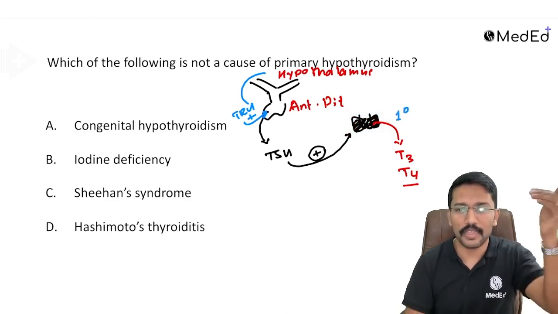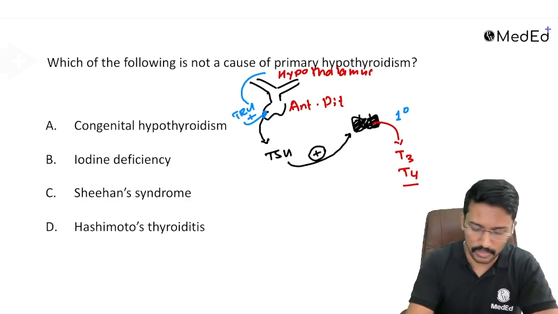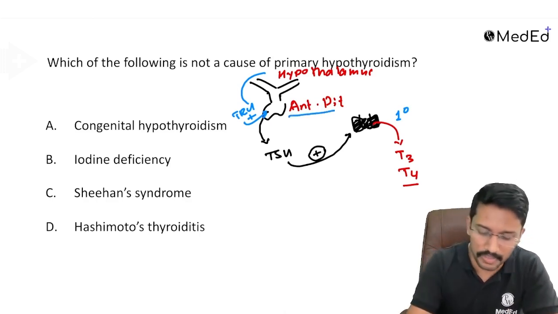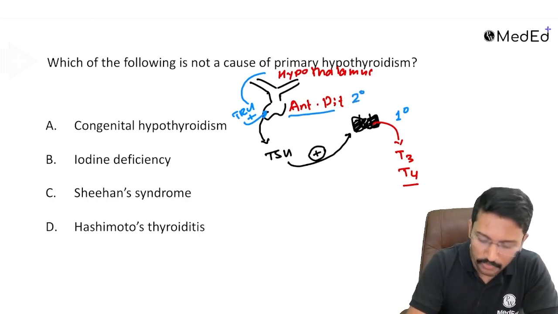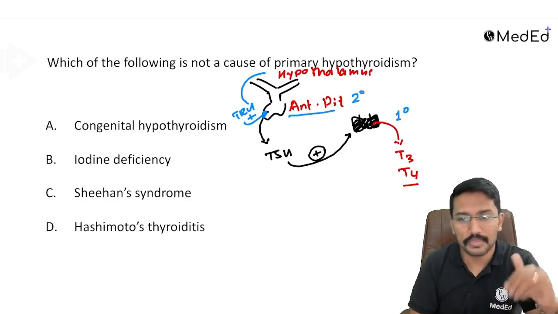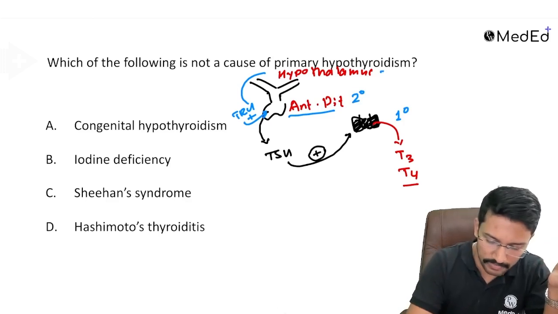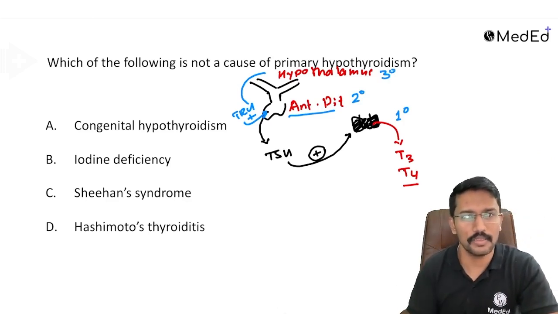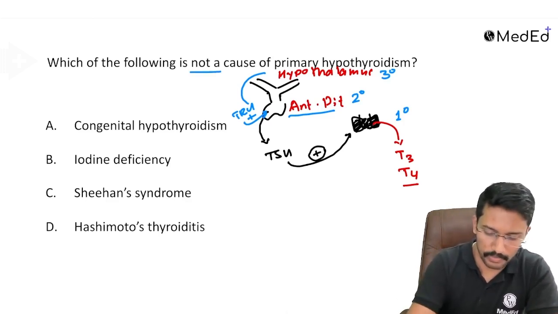Now, if its next level control is abnormal, right? If there is a problem in the anterior pituitary, and TSH is not produced in sufficient quantities, and that has caused hypothyroidism, we will call it secondary. And if it's the next level, that is the hypothalamus, if that is abnormal, we will call it tertiary. So here the question is asking: not a cause of primary.